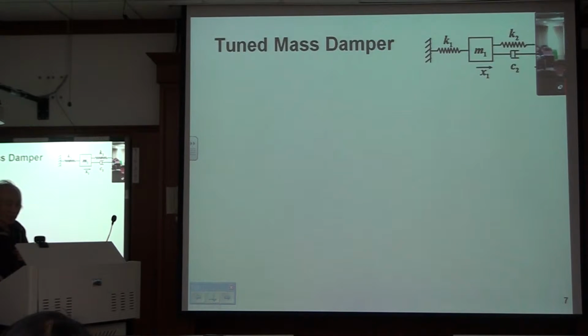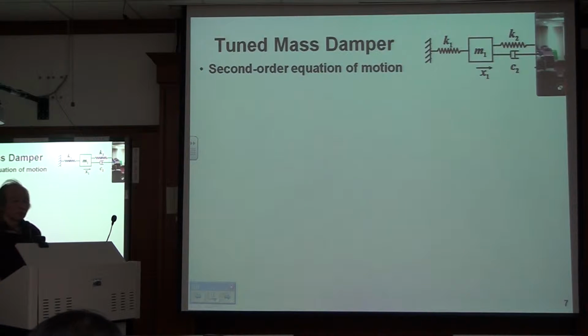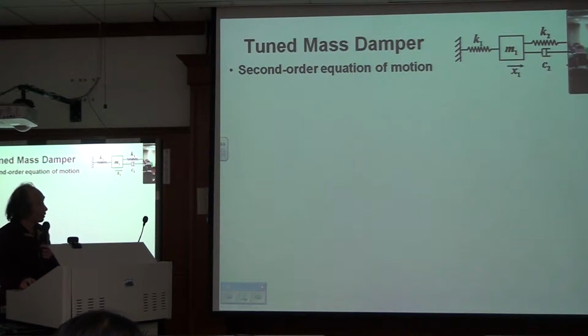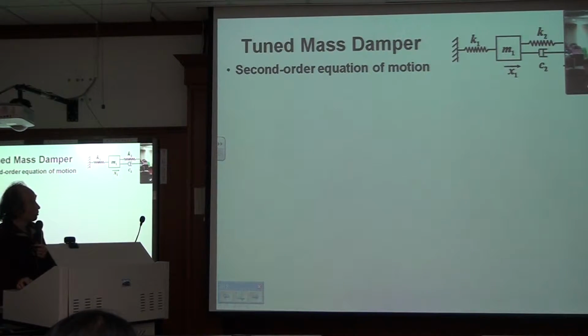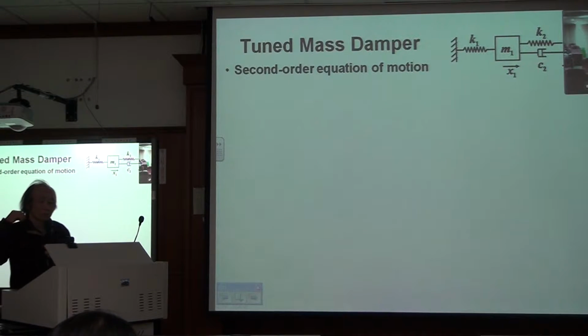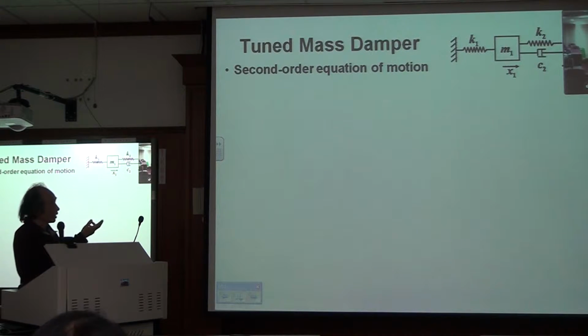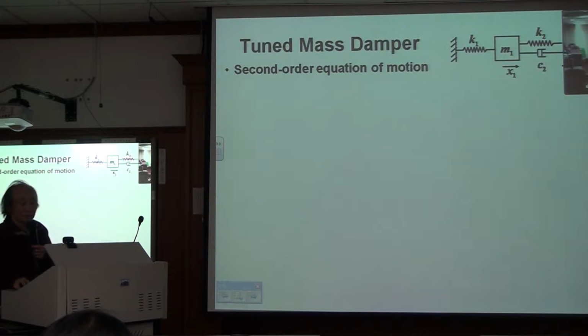So next, let us look at the tuned mass damper. Here we just show you the most simple, the simplest tuned mass damper you can ever have. That means we have one spring called K1 there. This K1 spring represents the system. And then we have the dashpot.